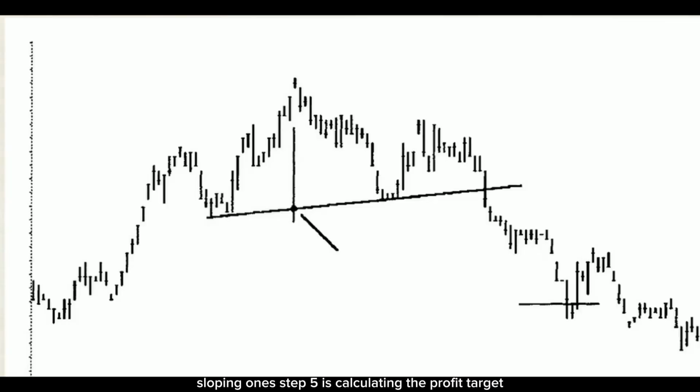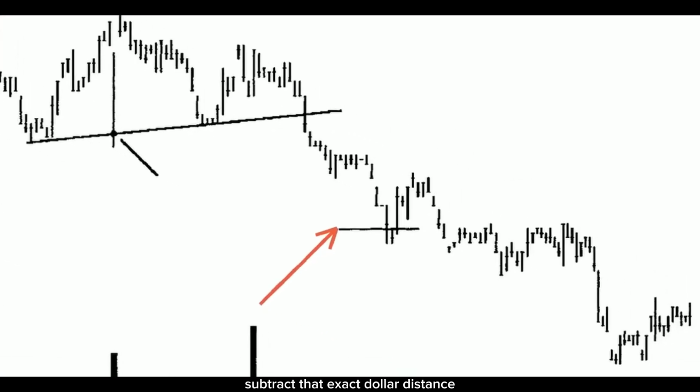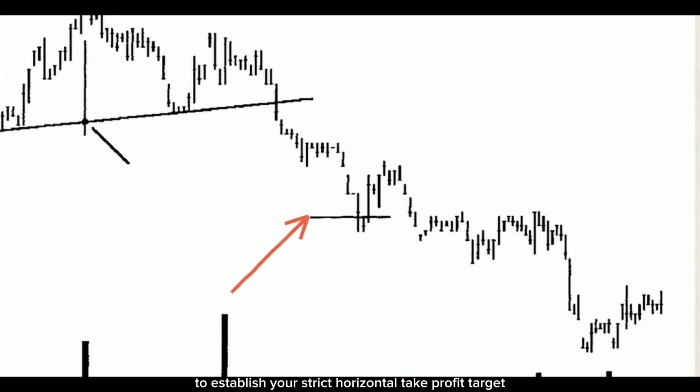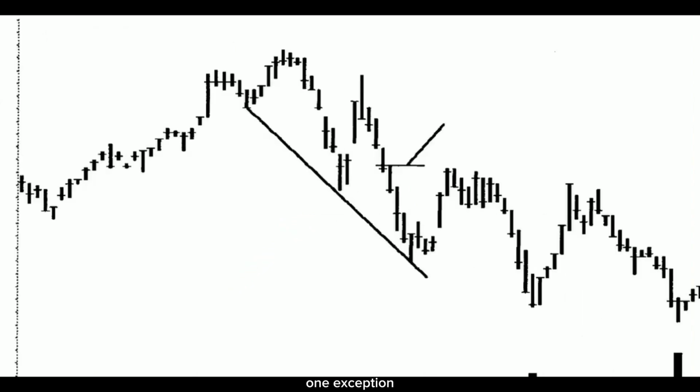Step 5 is calculating the profit target using the traditional measure rule. Draw a vertical line from the peak of the head down to the neckline. Subtract that exact dollar distance from the breakout price to establish your strict horizontal take-profit target. One exception: if a deep second trough creates a severely steep downward-sloping neckline, use the alternative method.